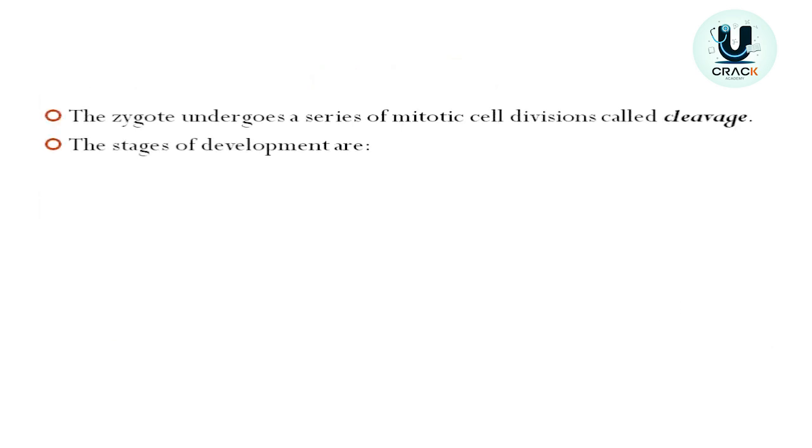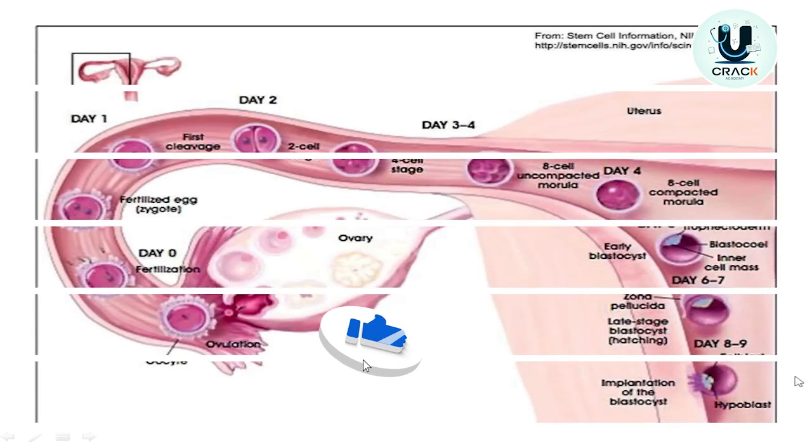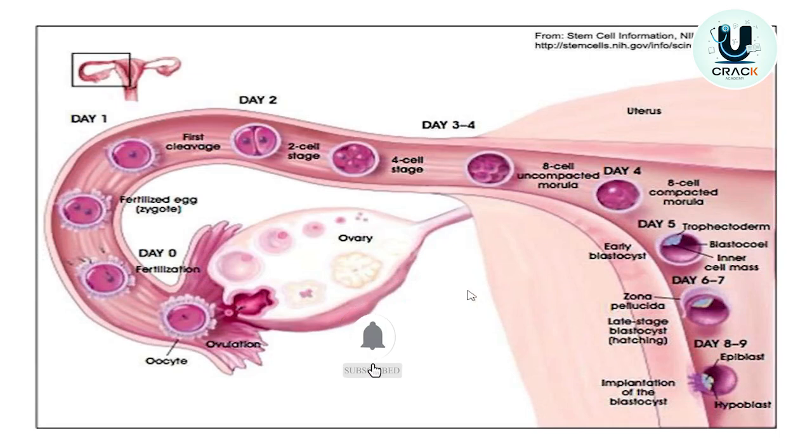So the zygote undergoes a series of mitotic cell divisions called cleavage. The stages of development are: the fertilized egg, 2-cell stage, 4-cell stage, 8-cell stage, morula, blastula, gastrula. Look at how it forms. On day 1, you can see the first cleavage. Day 2, there is the 2-cell stage. Day 3 to 4, the 4-cell stage. Then the 8-cell stage on day 4, and you can see how it multiplies.